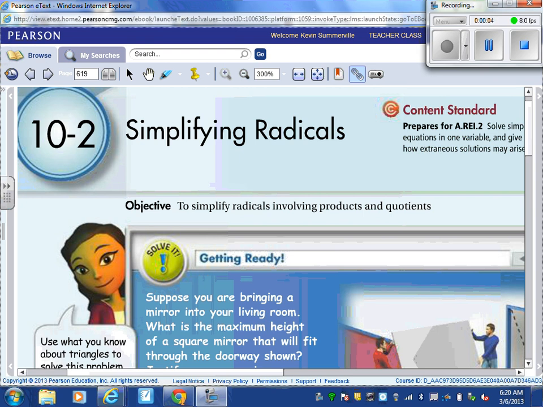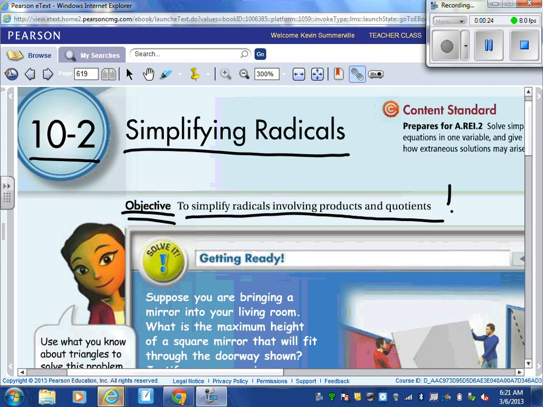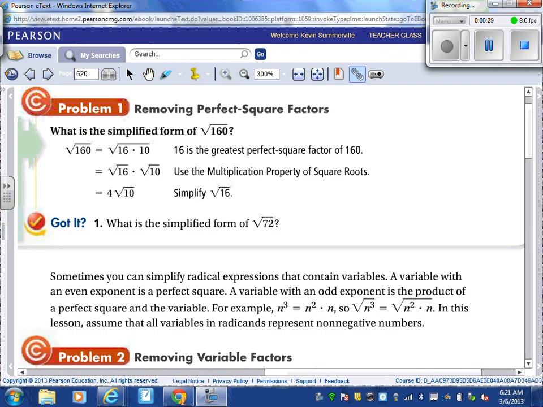Today we're going to take a look at section 10-2, simplifying radicals. The objective in this section is to simplify radicals involving products and quotients. In problem number 1, removing the perfect square factors, let's take a look at the square root of 160.